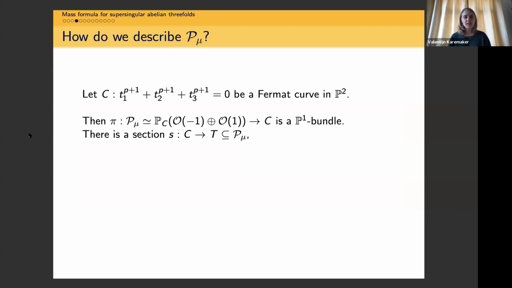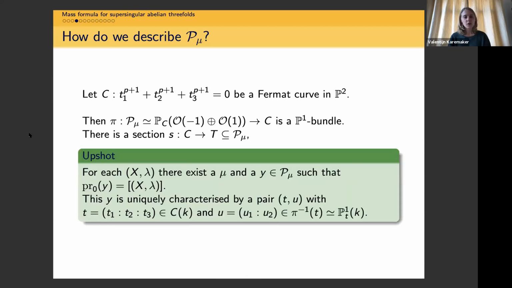Well, we start by looking at the Fermat curve C of degree p+1 in P^2. This is a very nice curve that we know a lot about. We understand its rational points over F_p and all extensions of that, for example. And it turns out that we can view P_μ as a P^1-bundle over C. And that's because you can view C as the classifying space of isogenies Y_2 to Y_1, whose kernel is α_{p^2}. And there's a section of this map that we call s that goes from C into P_μ, say.